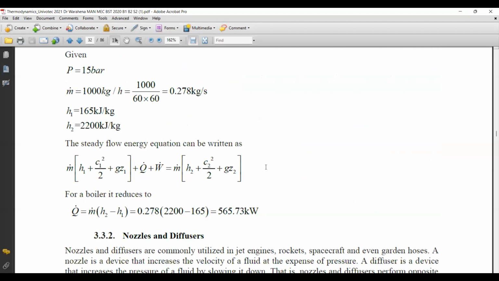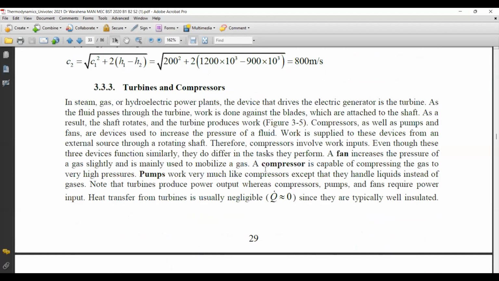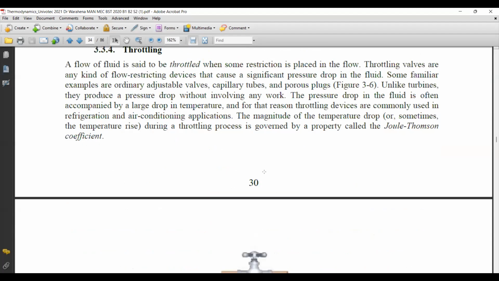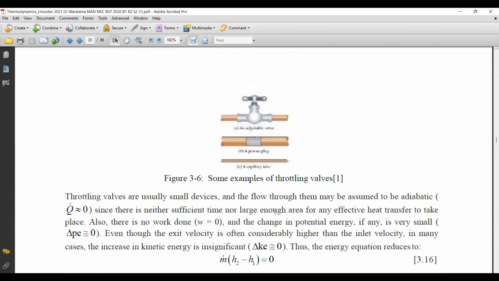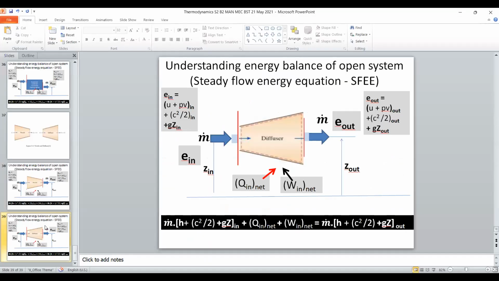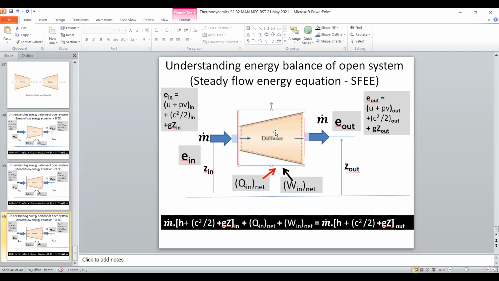Steady flow, these components, even in refrigeration, we have all the 4 components. Turbines and compressors, throttlings in the capillaries and all. You can put here capillary. I will put the capillary here.